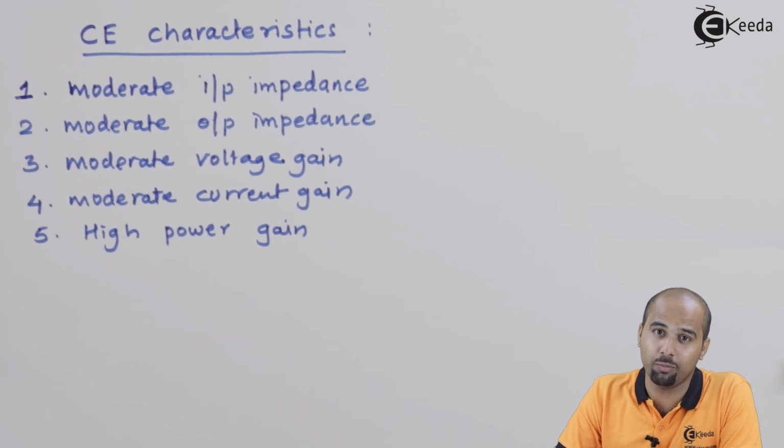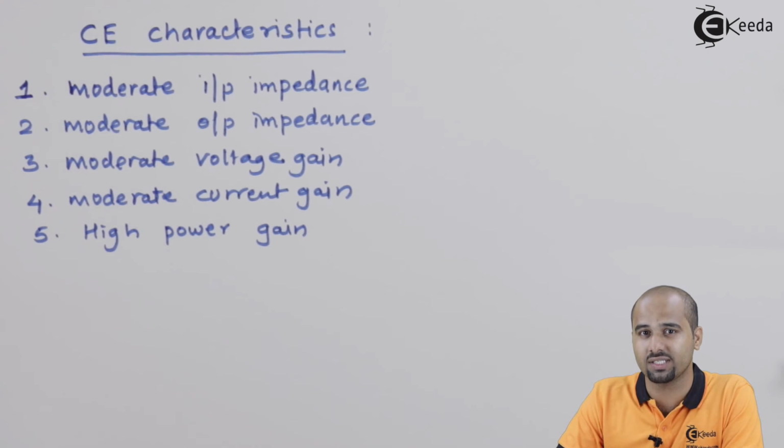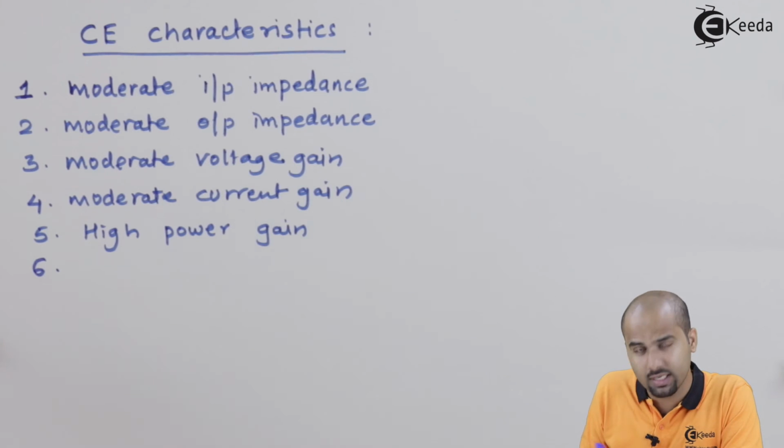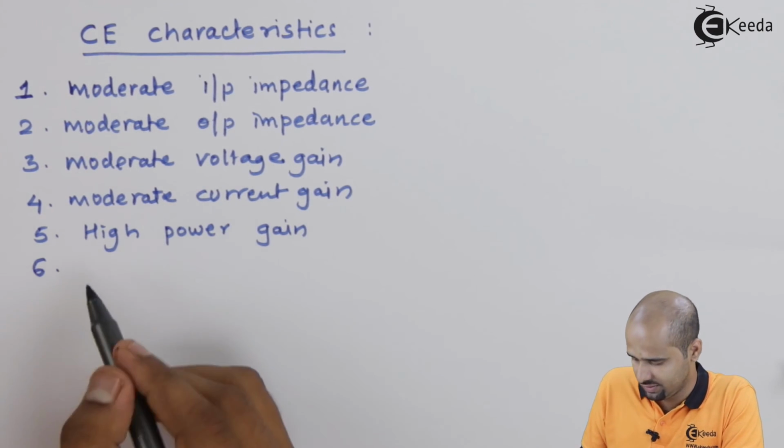So now, after writing all these 5 characteristics, you may be thinking that you are very talented, but don't think in that way. One property is yet left, and that is very important. CE configuration gives you a 180-degree phase shift.